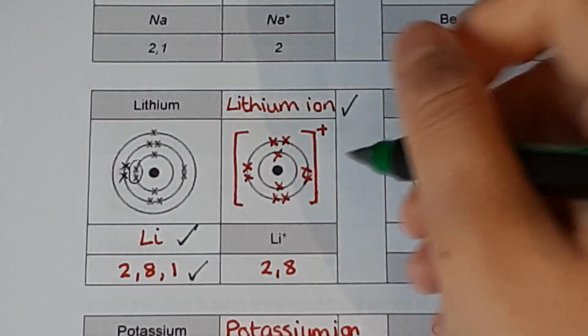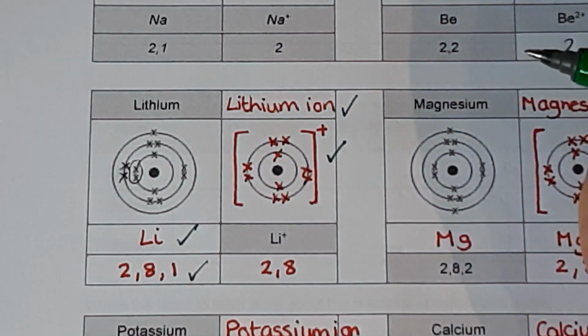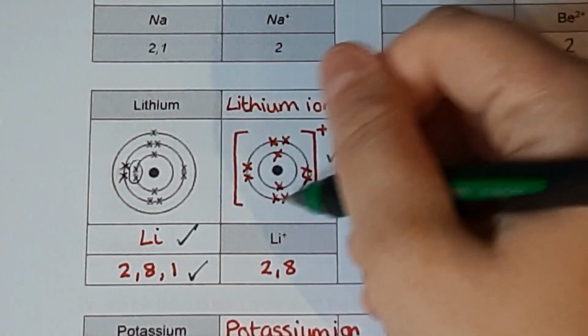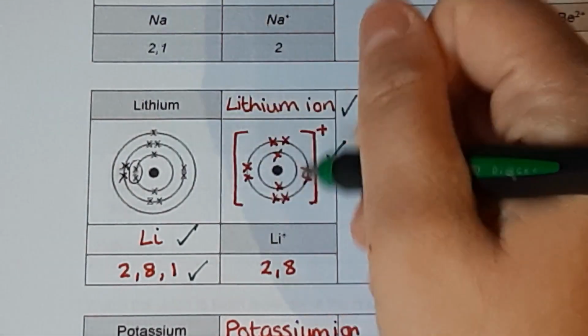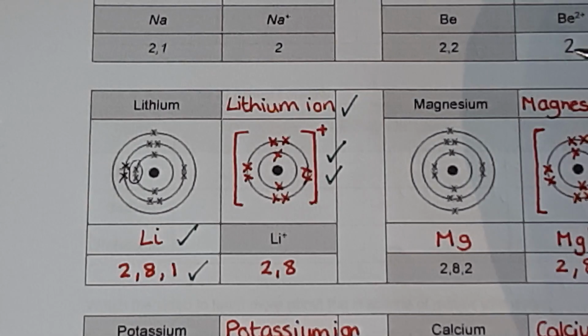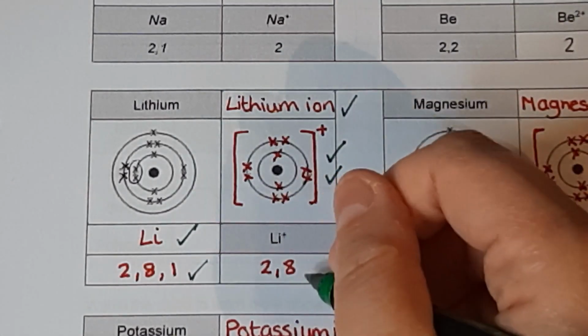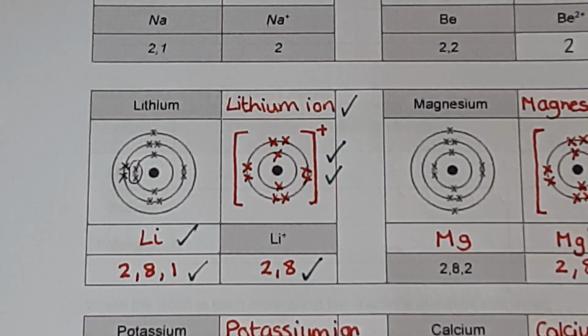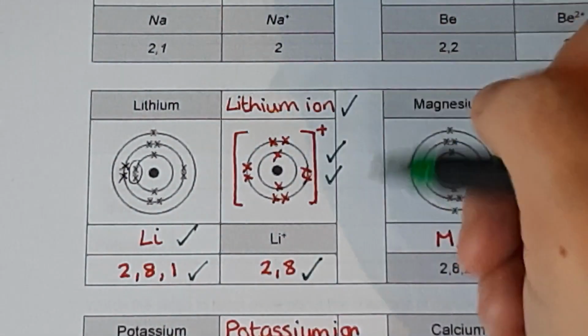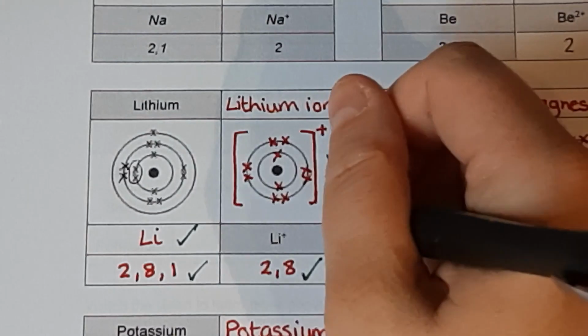So I'm going to leave you 2 marks for this. 1 for the correct electron arrangement, so the correct crosses, and another one for drawing the brackets and putting a plus outside the bracket. And then here we just have 2 electrons in the inner shell and 8 in the next shell. So you've got 6 marks for lithium. So you can give yourself a mark out of 6 for lithium.